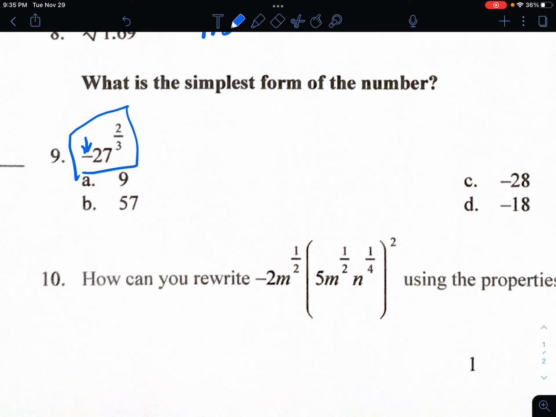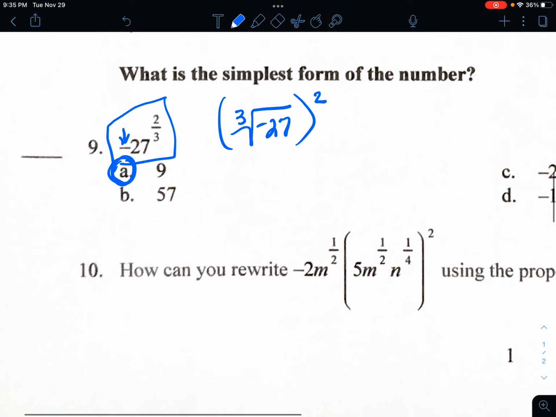Or you can change it to a root, right? I can do the cube root of negative 27 to the second power. We talked about how I like to do it that way because that's the one I can do in my head, whereas I can't do the other one in my head. What is that? That's negative 3 squared, so it's 9. So the correct answer is 9 on this one. Again, we know how to use that exponent button, or we know how to use that root button.